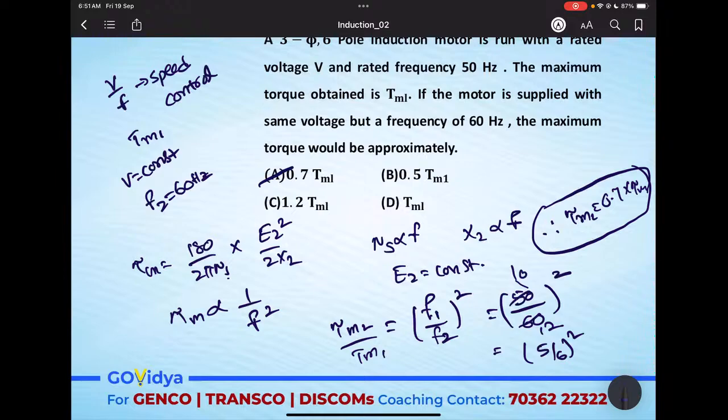Our option will be A. Is it clear? The question is very simple. First understand the question: it is about V by F speed control, in which only frequency is variable and voltage is kept constant. Next, they are asking the relation of maximum torque to frequency. Let's note down the maximum torque equation: 180 by 2 pi Ns into E2 square by 2X2. From this, we can derive that Tm is proportional to 1 by F square. Thereby, we solved the question and got the answer.